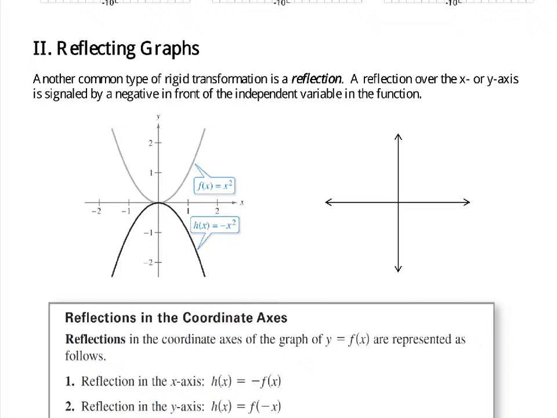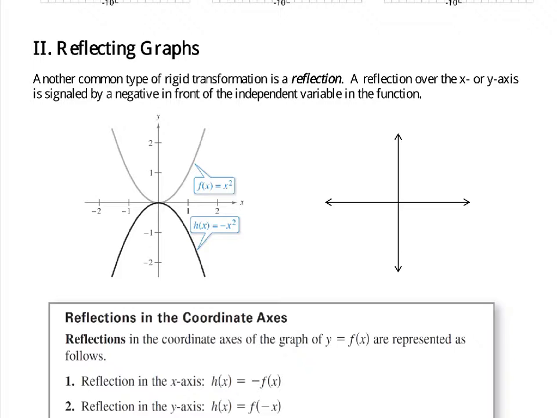The other type of rigid transformation is known as a reflection. Now in this lesson we will talk about two types of reflections, those over the x-axis and those over the y-axis. Let's start with the graph on the left, which shows you the parent quadratic f of x equals x squared reflected over the x-axis. Now important to note is that when we reflect this graph over the x-axis, it is not the x values that change, it is the y values that become opposite.